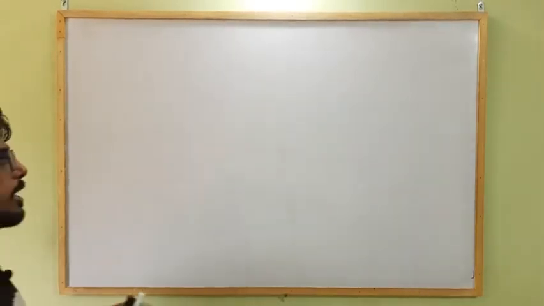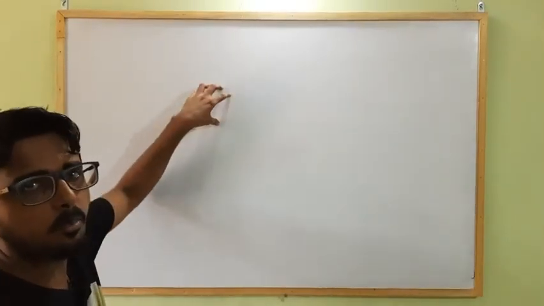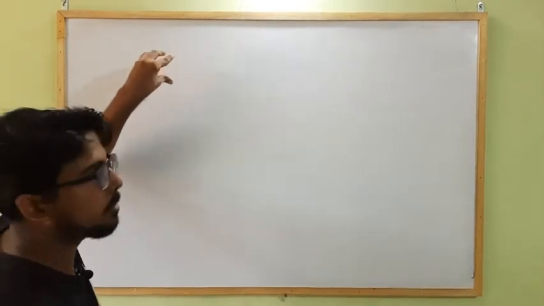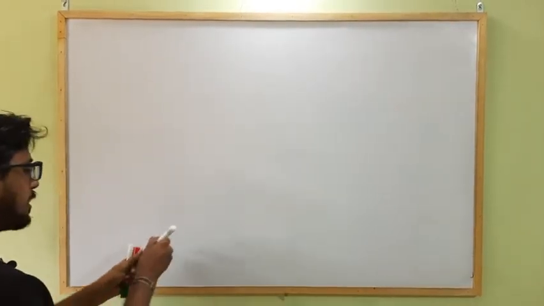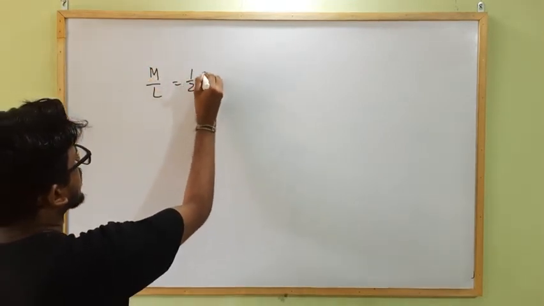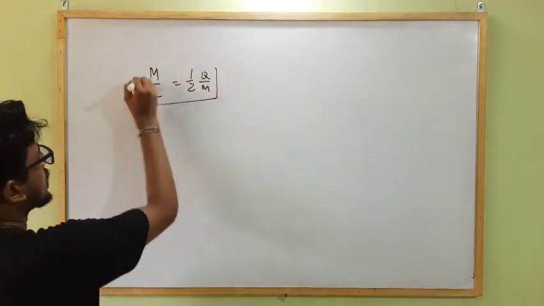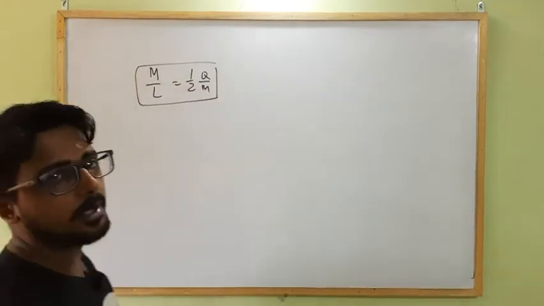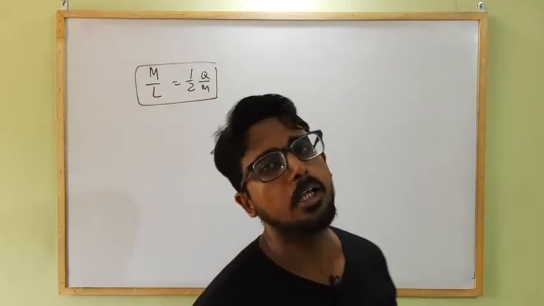Okay, so this is how we can find out the torque and the magnetic moment by using the concept of Bohr magneton, where the relation between magnetic moment and the angular momentum is equal to q by 2m. This is a very important relation. By using this relation we can easily find out the magnetic dipole moment of any object.